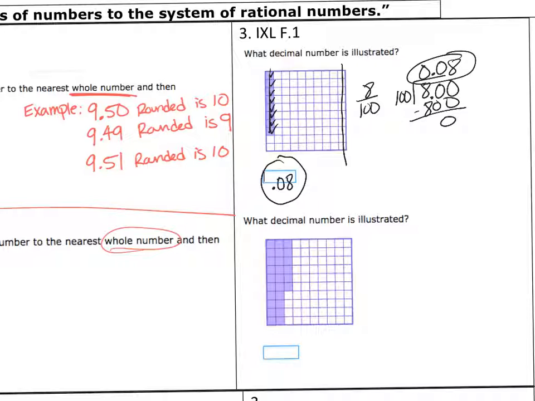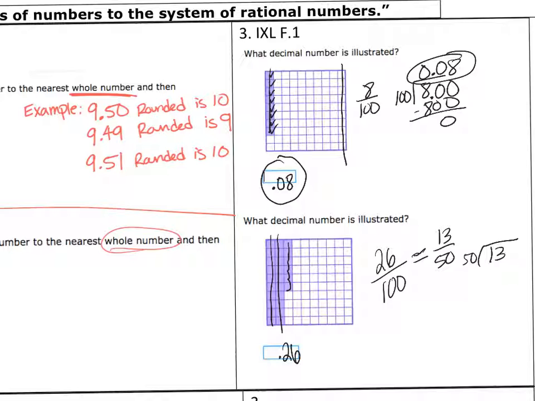Now let's look at the second one. So this is 10, 20, 21, 22, 23, 24, 25, 26. So this is 26 hundredths. Or you can do 26 out of 100. You can reduce that, and that's going to be 13 out of 50. That's already reduced. So you can divide 13 by 50. 50 goes into 13 0 times. Put the decimal. 50 goes into 130 twice, which is 100. You're going to have 30 left over. 50 goes into 300 6 times, and it's actually an even 300, and that's how I got the decimal.